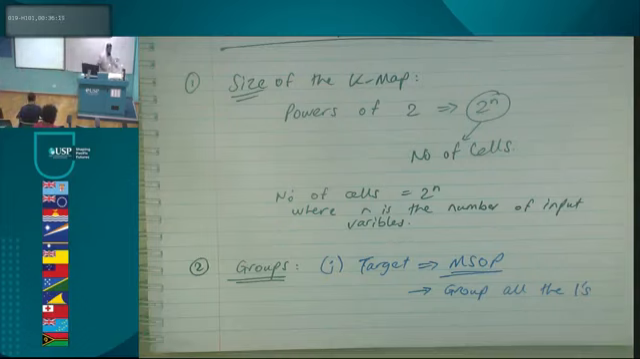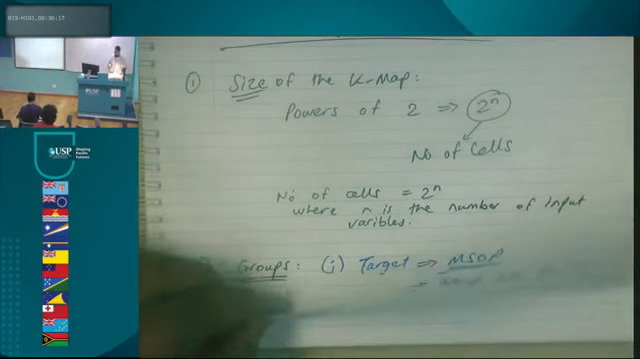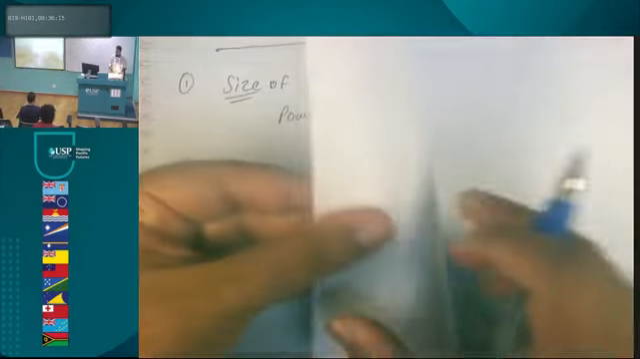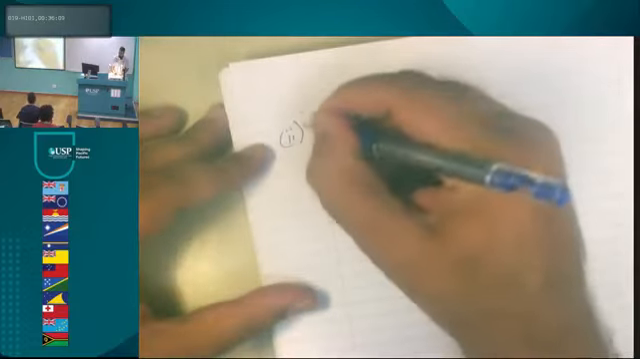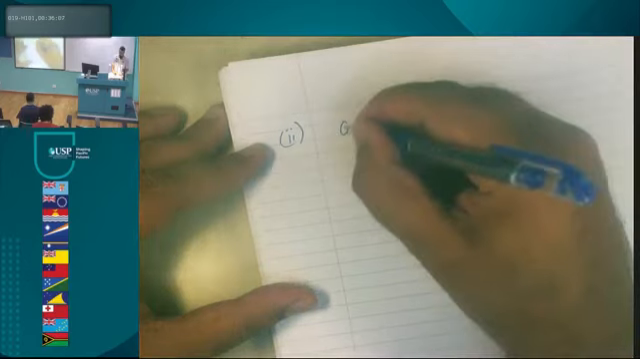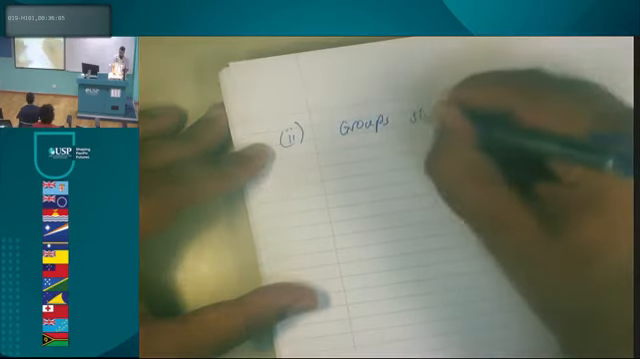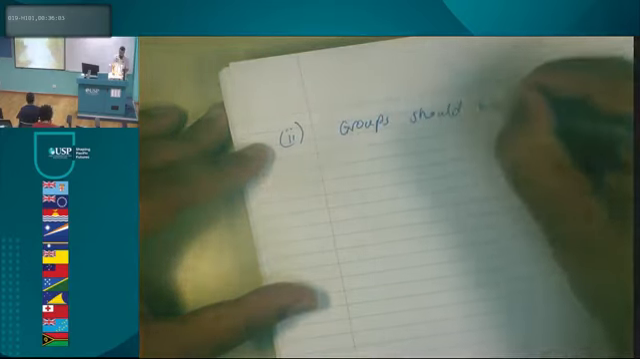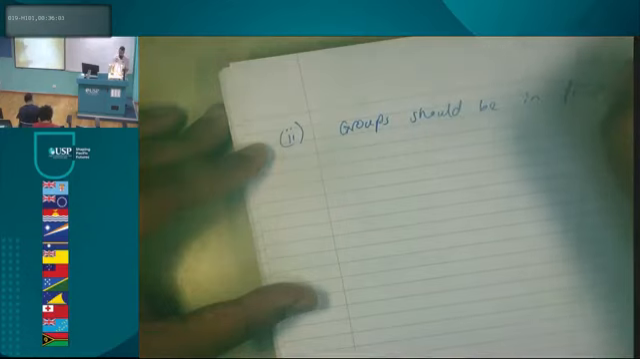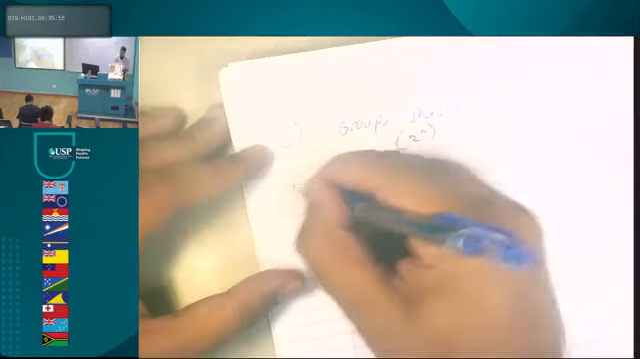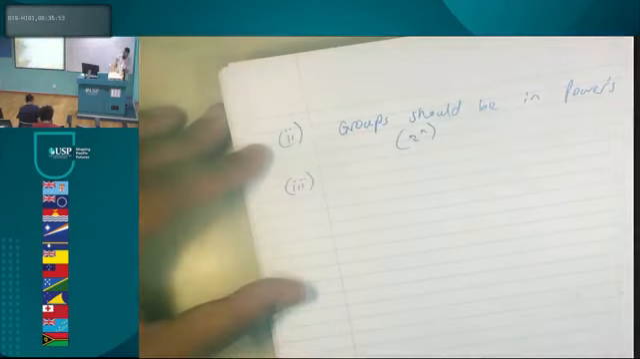Okay, let's now look at some other rules. That's one rule. Now, number two is groups should be in powers of 2. That's quite obvious, right? So 2 to the power of n. Number three.